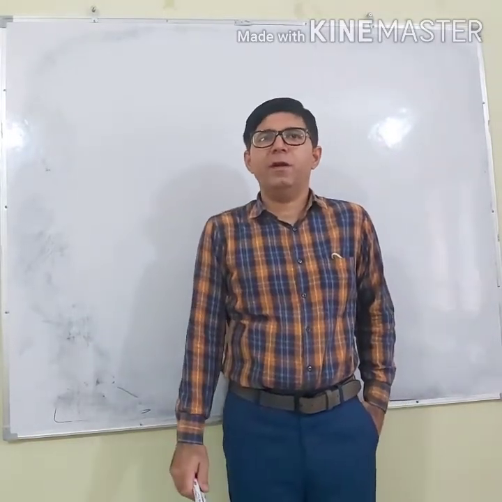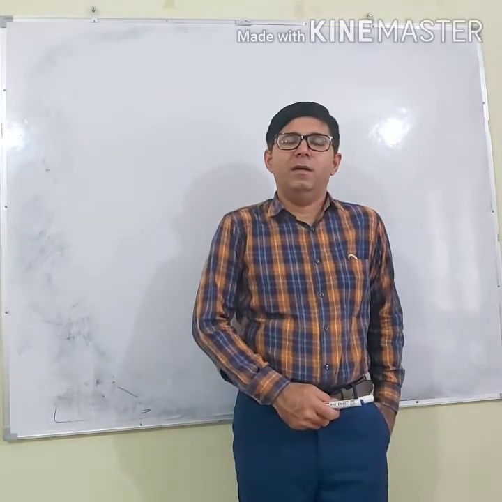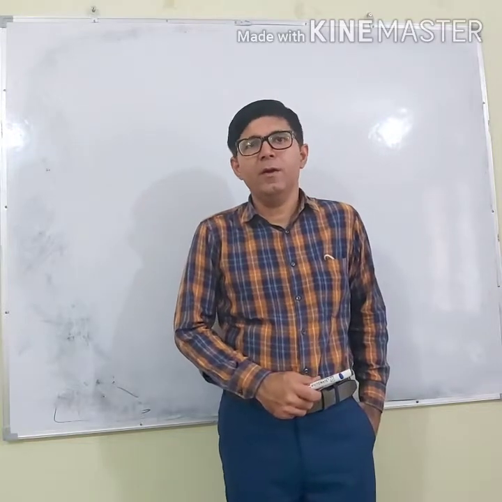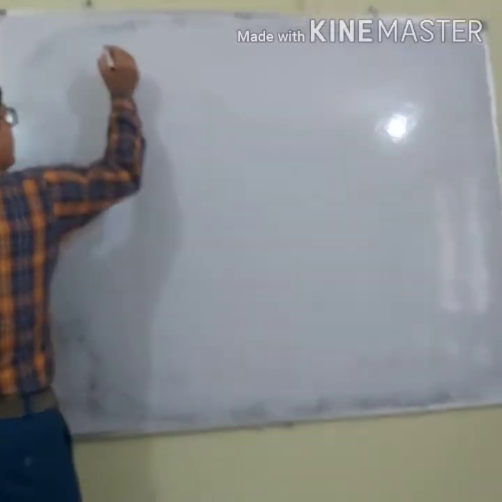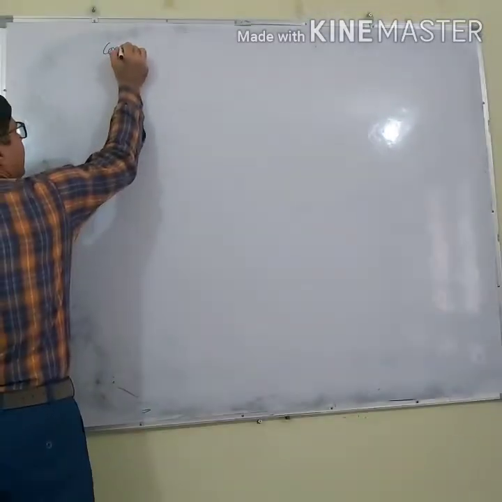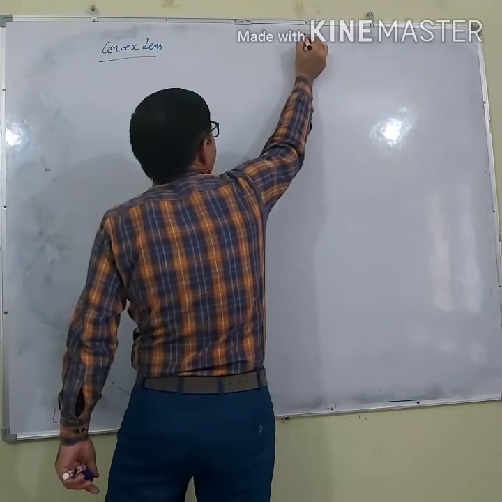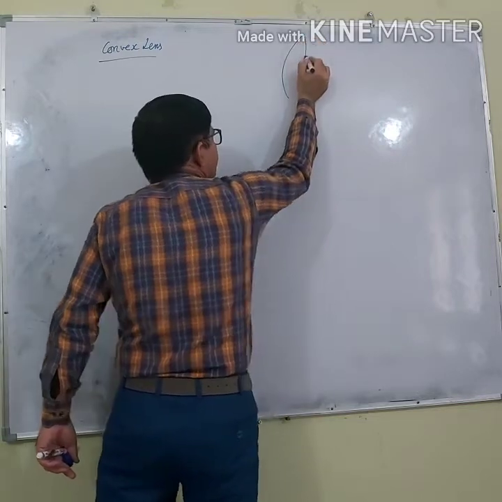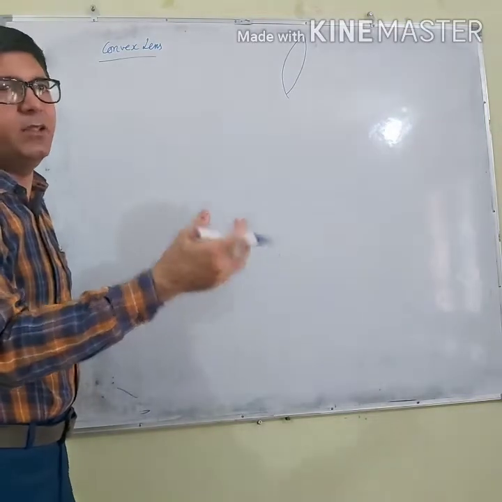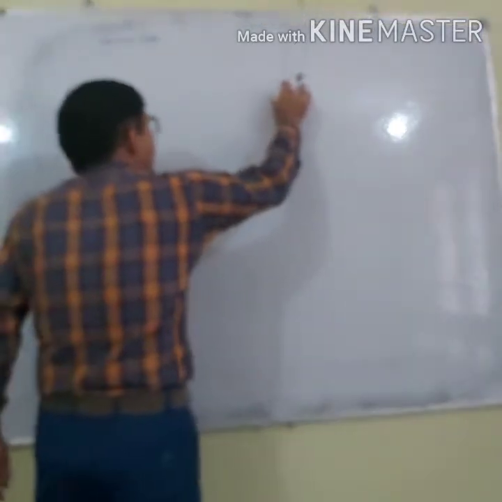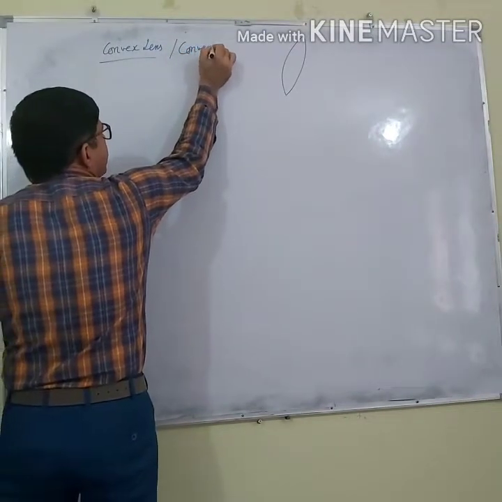We are discussing the chapter light. In chapter light, we have done the basics about lenses. Today we will discuss the convex lens. In the last lecture we discussed that a convex lens is a lens which is thick in the middle and thin at the edges, and this lens is also called the converging lens.